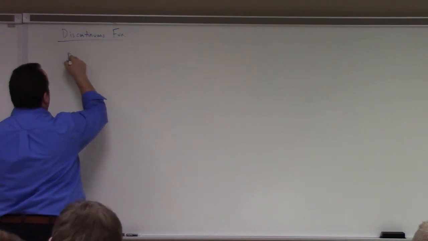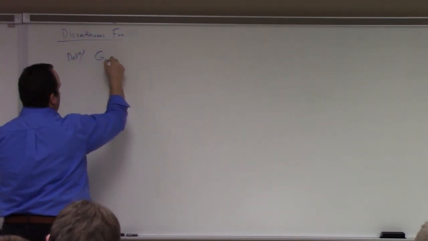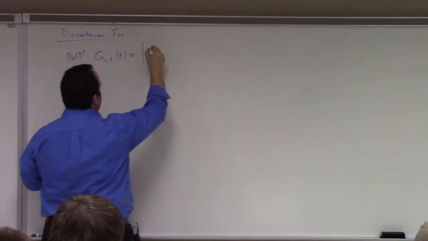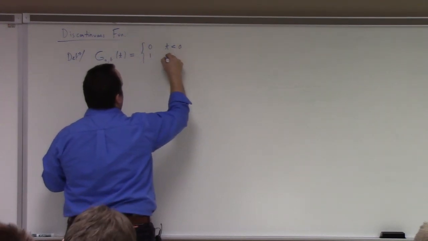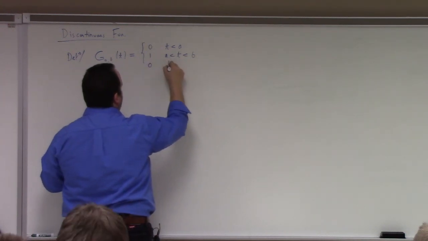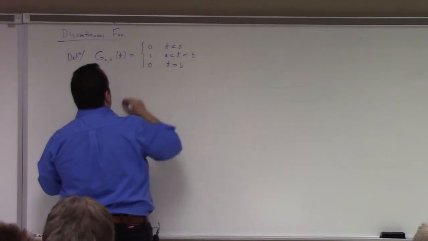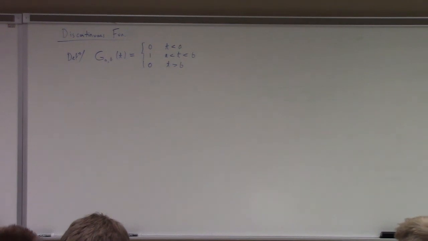First, I should make a definition. The gate function from a to b of t. What this is going to be is 0 for t less than a, 1 for a less than t less than b, and 0 for t greater than b. And I just don't feel like defining it at the jumps, so you can make it whatever you want at the jumps. I don't care. It's up to you.